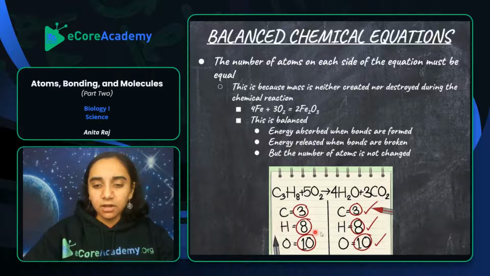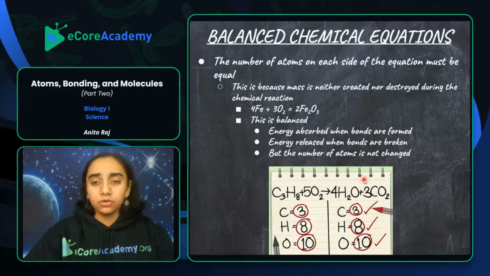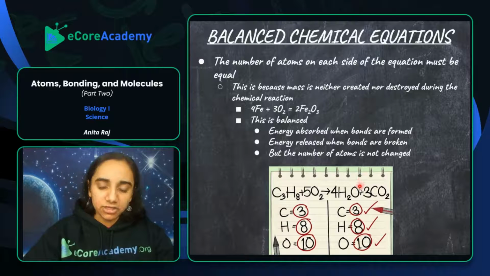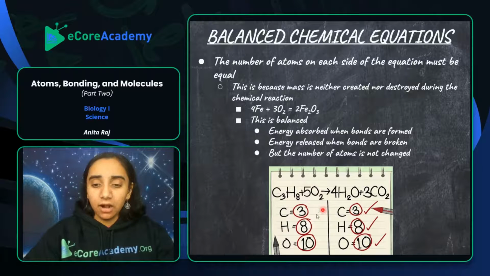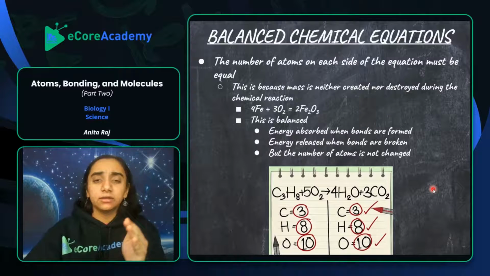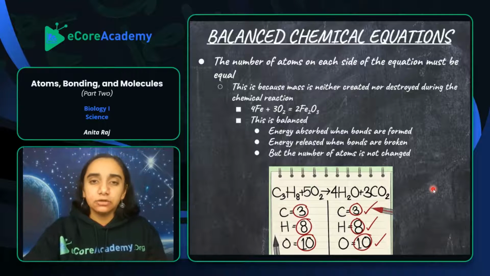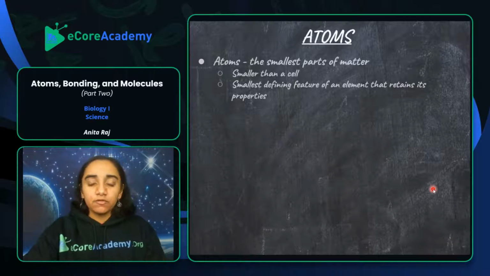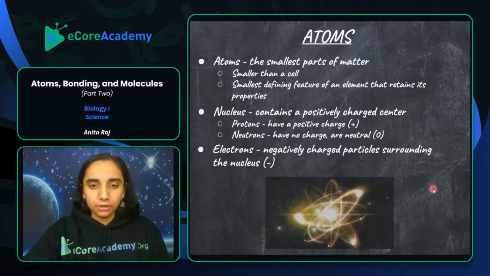And you can see it's circled and checked off to show that, even though this chemical reaction has occurred, the equation is balanced, because on both sides we have 3 carbon atoms, 8 hydrogen atoms, and 10 oxygen atoms. Each stayed the same. We didn't add new atoms out of nowhere, and we didn't destroy or lose any atoms.